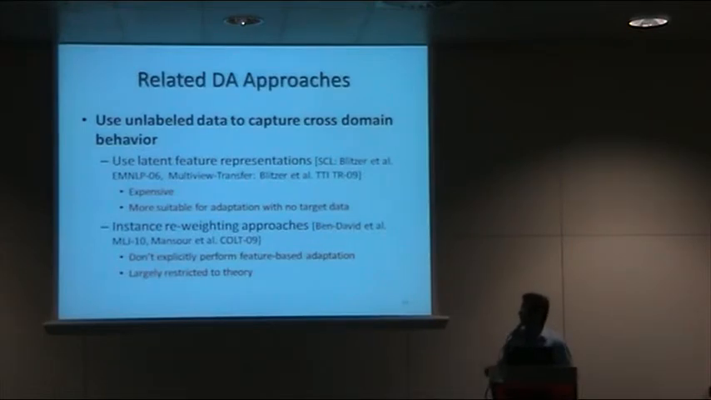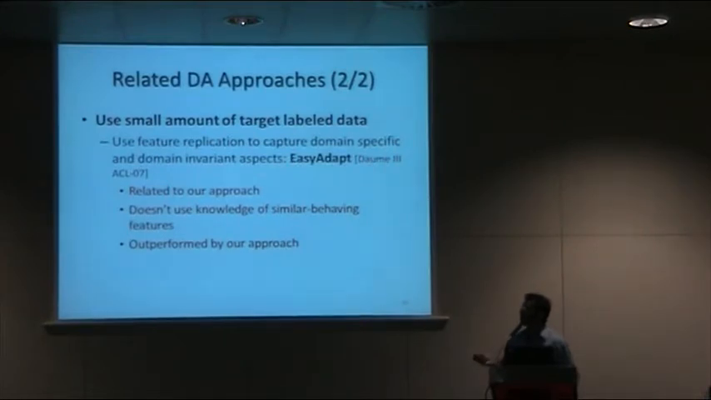Then there is some work on instance reweighting approaches, which reweight different instances of the source domain to make the source distribution look closer to the target distribution. But these approaches do not perform explicit feature-based adaptation, which is something we do, and they're largely restricted to theory, and their experimental and empirical benefits are largely unknown. And then there are some approaches which use a small amount of labeled target data. There is a very popular algorithm called Easy Adapt by Daumé, which does feature replication in order to capture domain-invariant and domain-specific parts. Again, I'm not going into the details of this. This approach is related to ours, but A, it doesn't use the knowledge of similarly behaving features, which is something our approach enables the user to do, and B, it's outperformed by our approach experimentally.